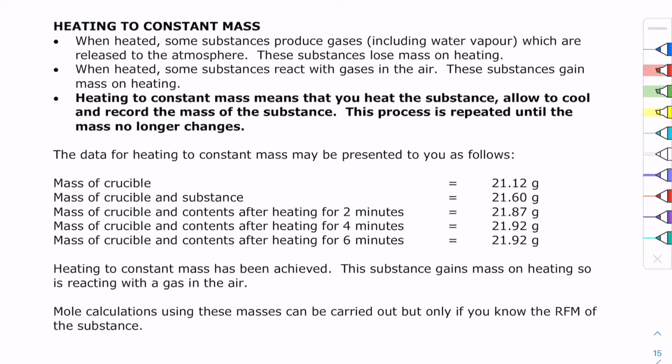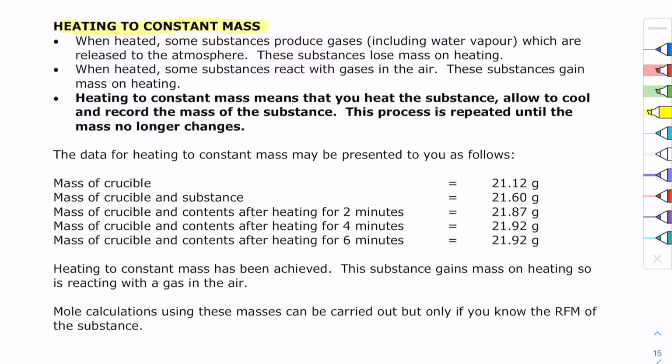Hello Year 11. Last week we were looking at empirical formula and how we calculate that. This week we're going into a little bit more detail with that, and we're going to look at how you would carry out a practical in order to work out the empirical formula. So in order to do this, we do something called heating to a constant mass.